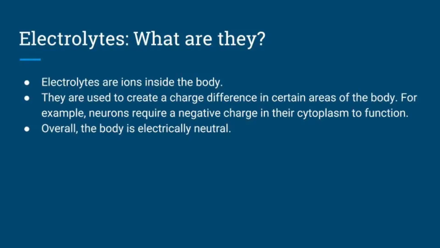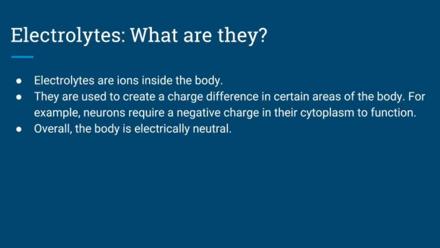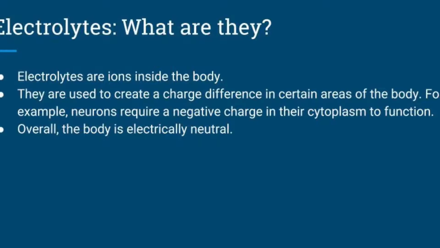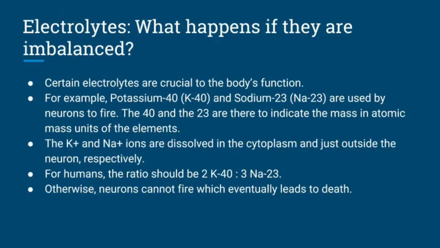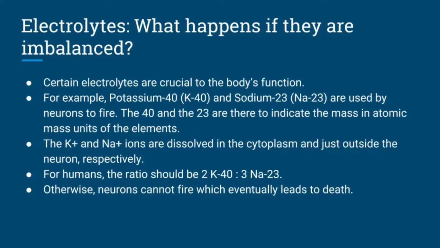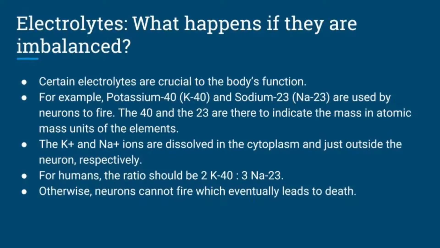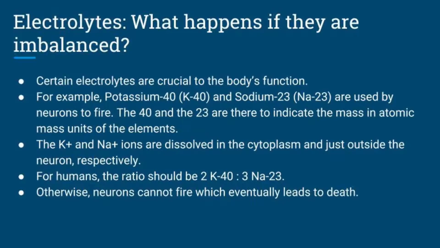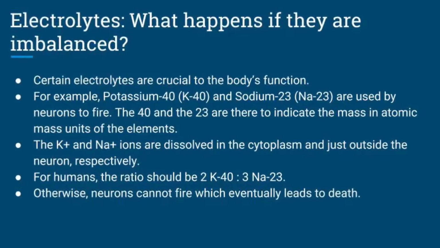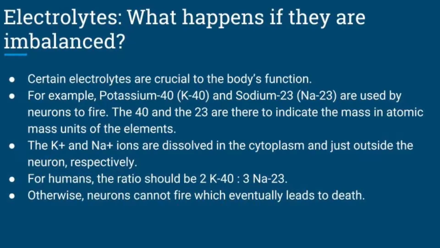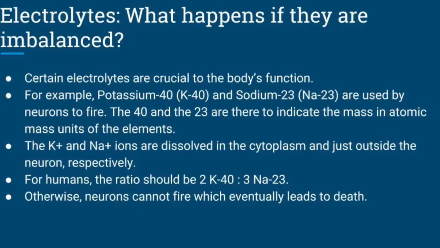Electrolytes in the body are charged atoms, ions, and they maintain water balance, pH levels, and ensure the proper operation of the nervous system. For example, potassium 40, K40, and sodium 23, Na23, are used by neurons to fire. The 40 and the 23 indicate the mass in atomic mass units of the elements. The K+ and Na+ ions are dissolved in the cytoplasm and just outside the neuron, respectively.